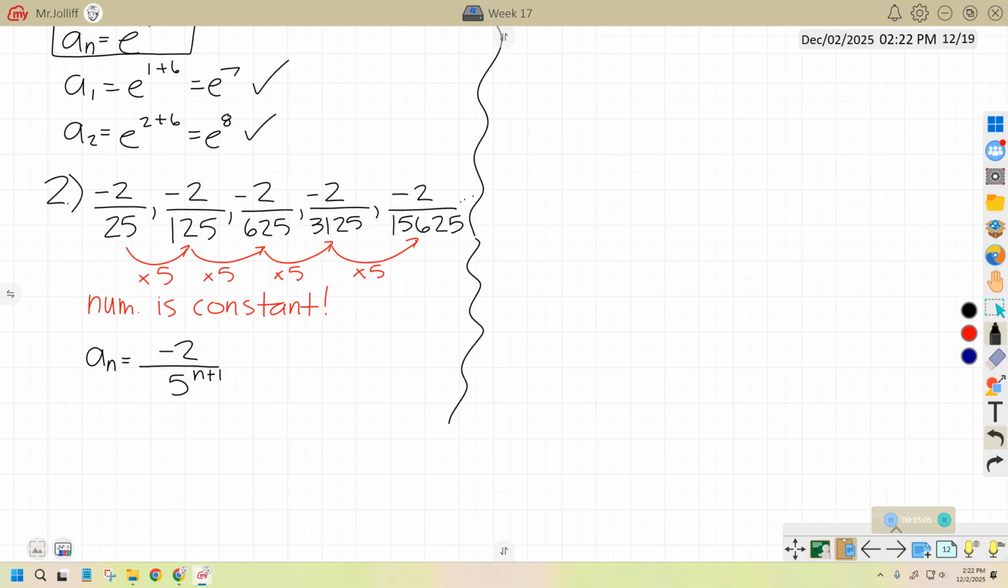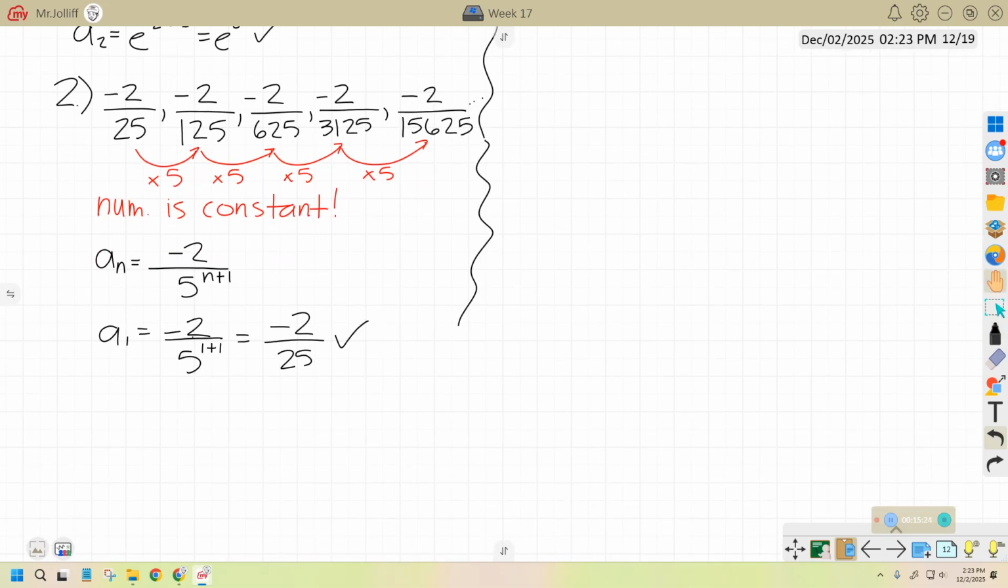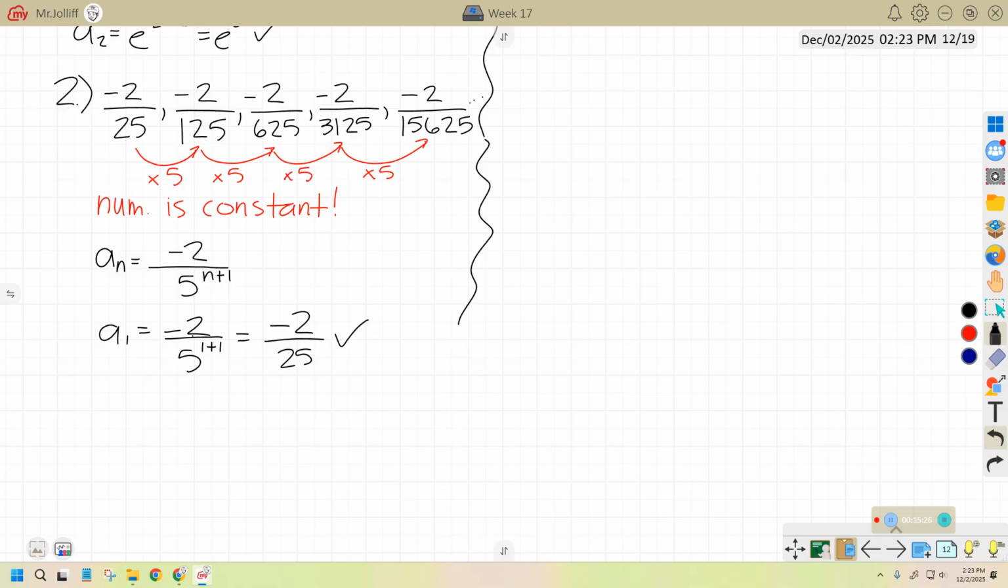I'm going to check and make sure that I guessed correctly by finding a1: negative 2 over 5 to the 1 plus 1, which is negative 2 over 5 squared, which is 25. Check mark, happy face. If you didn't have that 1, it would just be 5. Correct. It would just be 5 to the 1, which is 5. We have to have the plus 1. Yeah. So that plus here is shifting our pattern so it matches up where we are in the sequence.